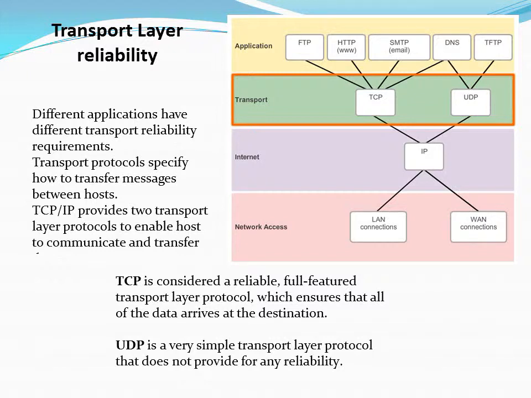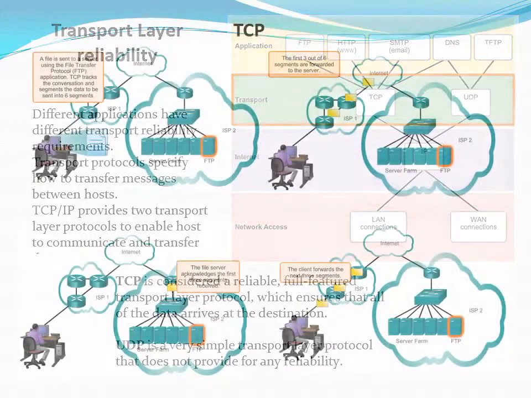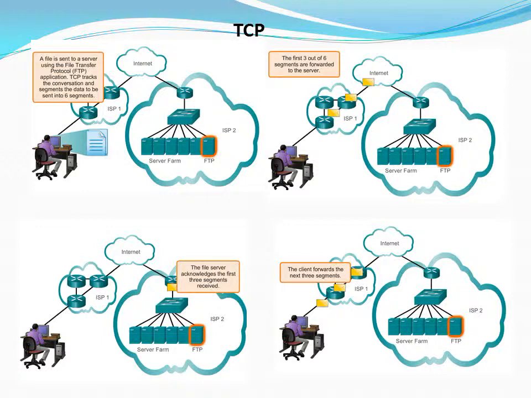TCP is considered a reliable, full-featured transport layer protocol, which ensures that all of the data arrives at the destination. UDP is a very simple transport layer protocol that does not provide for any reliability. TCP. TCP includes processes to ensure reliable delivery between applications through the use of acknowledged delivery. TCP transport is analogous to sending packages that are tracked from source to destination. With TCP, the three basic operations of reliability are tracking transmitted data segments, acknowledging received data, retransmitting any unacknowledged data.